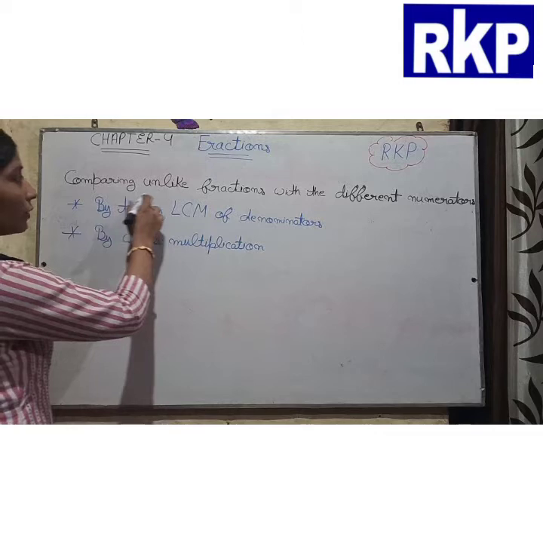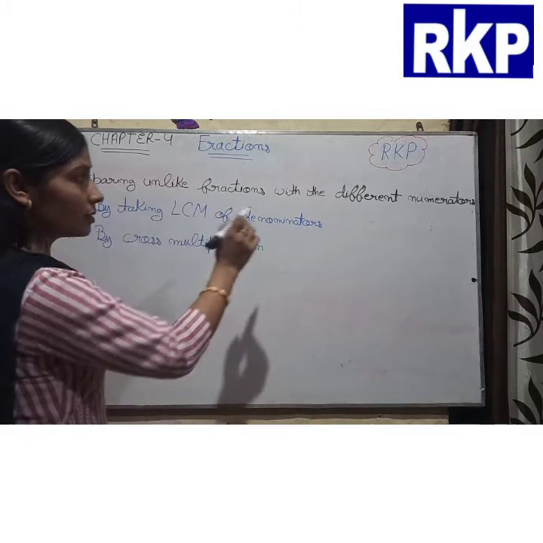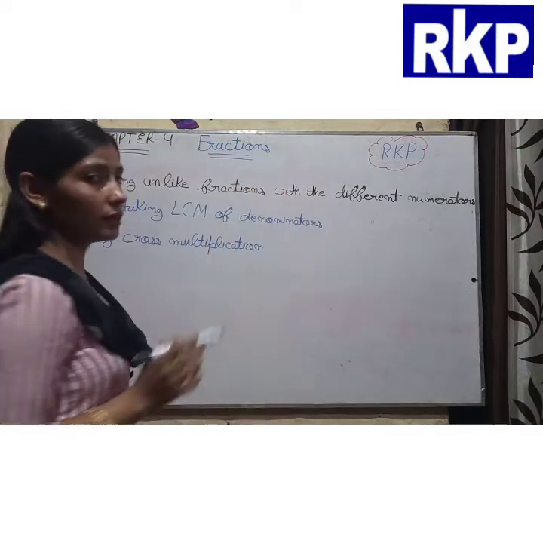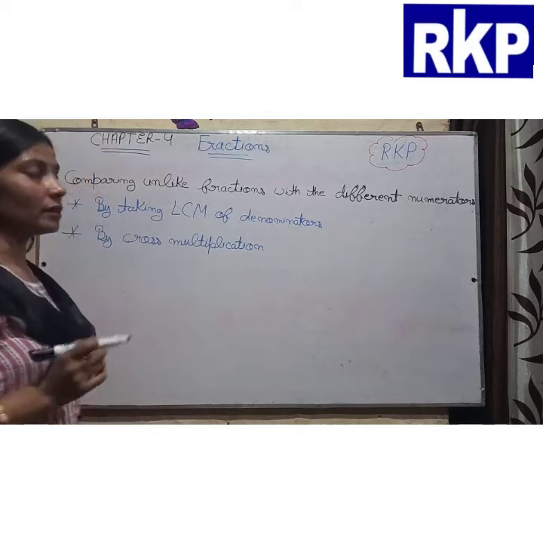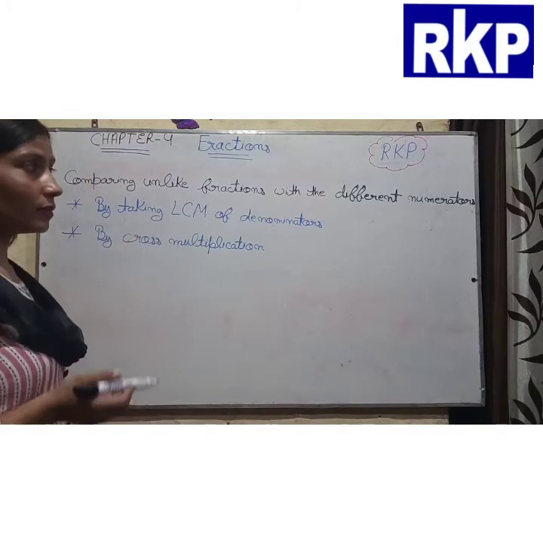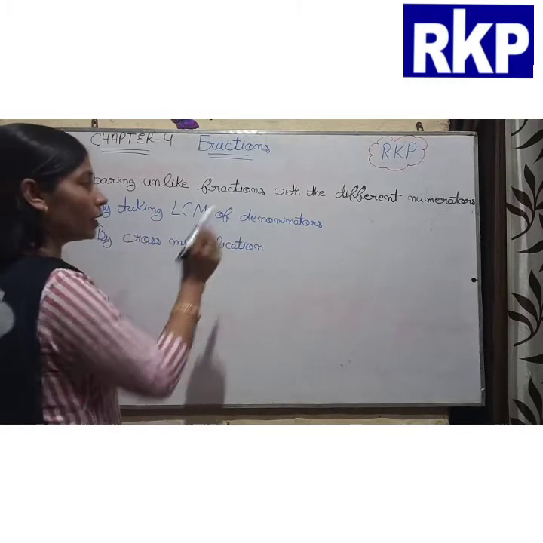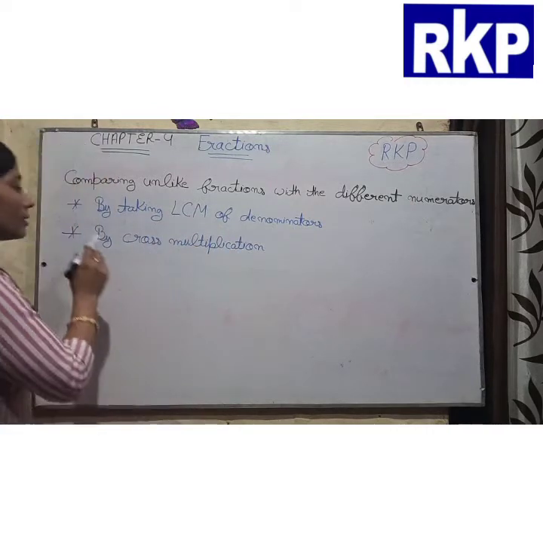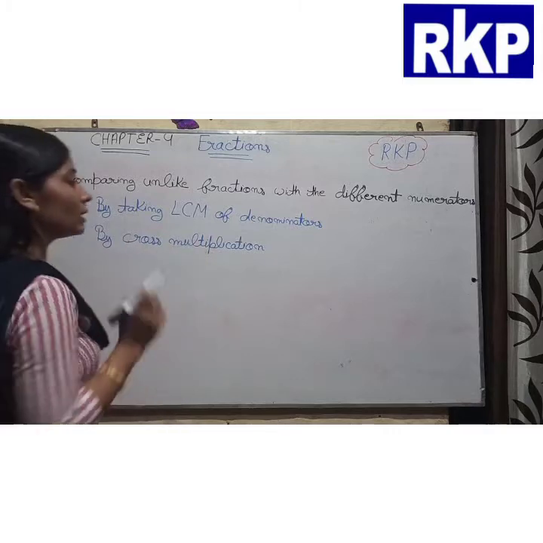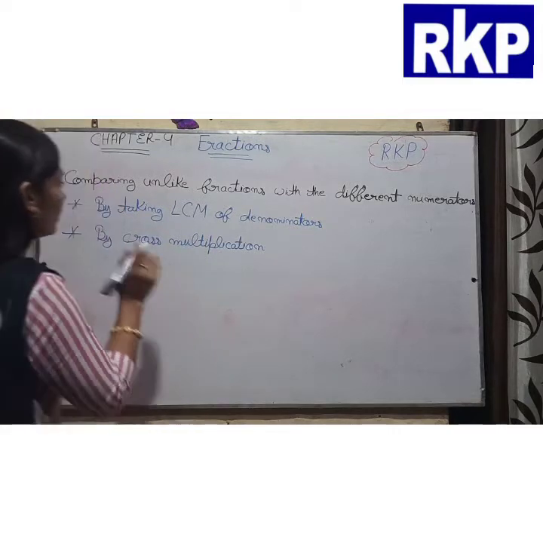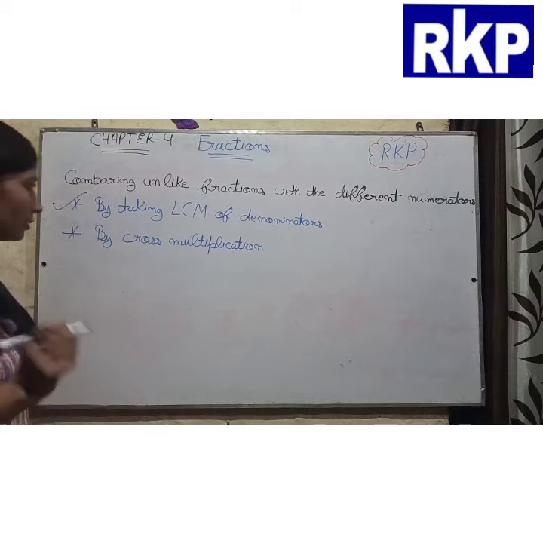Let us see how we can compare unlike fractions with different numerators. We have two methods to compare these fractions. First is by taking the LCM of the denominators, and second is by cross multiplication. Now let us see the first method.